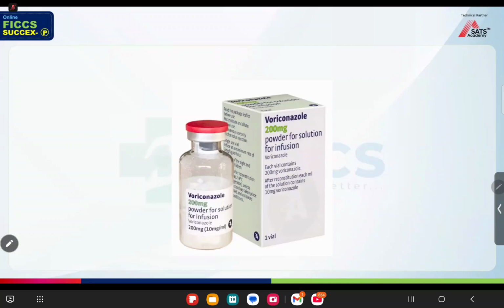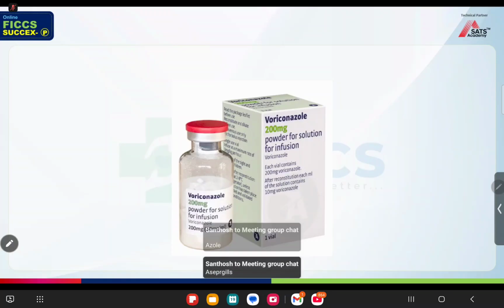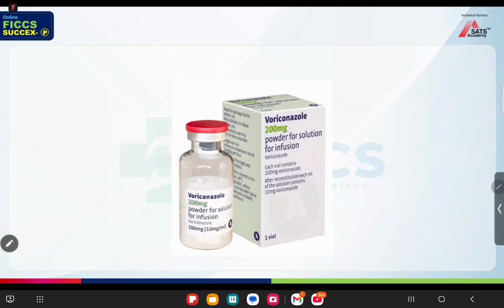Very important, where do we use it to cover which? Aspergillus, ma'am. Okay, Aspergillus species, and salvage therapy. My next question is which form you will prefer, IV form or oral form? And why?